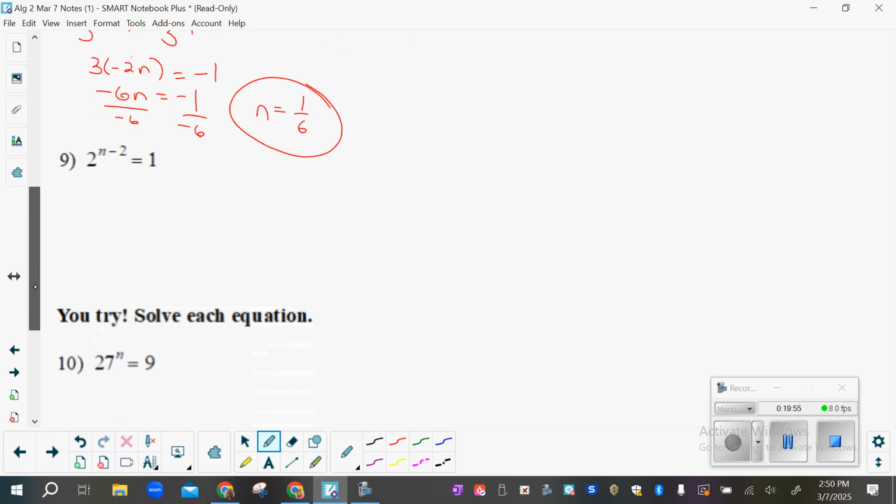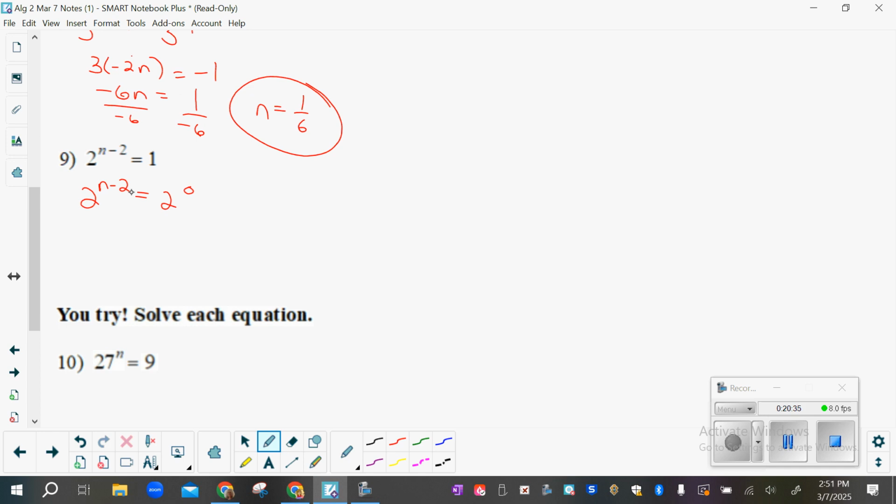Okay, number 9. Normally I go to the smaller one and make the other one that same. This is the only time I'm actually going to get bigger. I'm going to say 2 to what exponent will give me 1? A hand, please. 0. Good. So 2 to the 0 equals 2 to the n minus 2. 2 to the 0 is 1. I know it's weird.